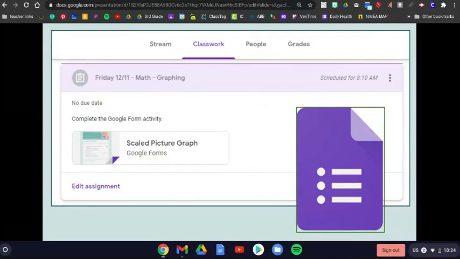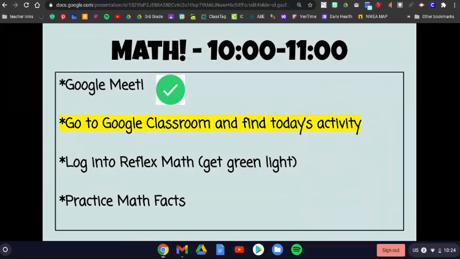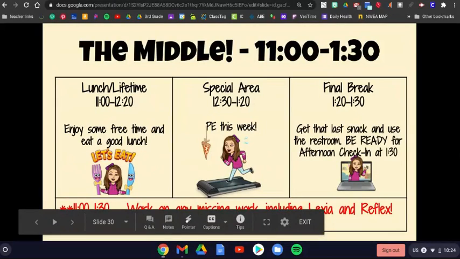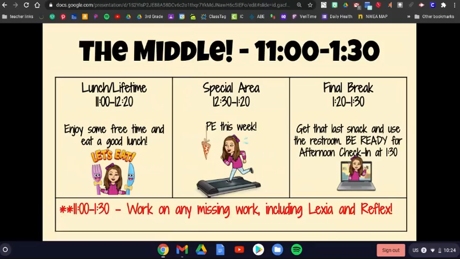When you are finished, press submit and you're done with math for today. After that, you're logging into Reflex and getting your green light, and you are working on practicing your math facts. Math ends at 11 o'clock today. After this, you have your lunch and lifetime break, and then you have your special area break and your final break at 1:20 to be ready for the end of the day at 1:30. Don't forget that this 11 o'clock to 1:30 time is to work on your missing work, Lexia, Reflex, Math, and Reading, and any work you might have been missing from this week that hasn't been turned in.